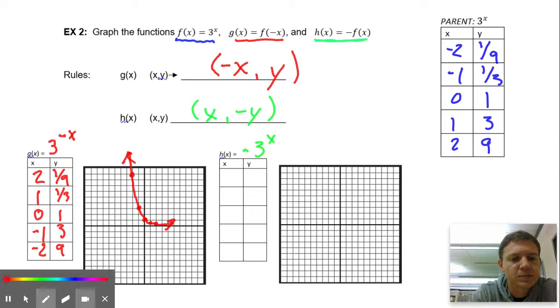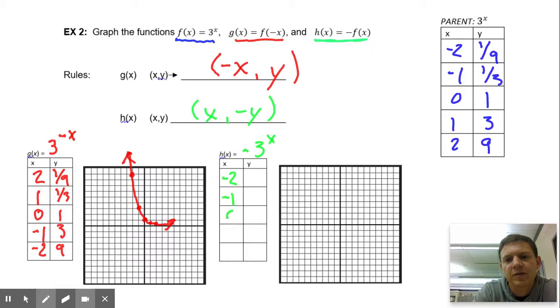The next one, my rule says in green, leave x's alone and just change the sign on the y's. So I'm going to leave the x's alone, just plug them in as they see them in my parent function. And I need to change the sign on the y's. So negative 1/9, negative 1/3, negative 1, negative 3, negative 9. And that looks something like this.